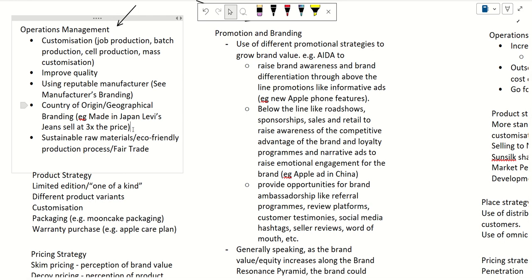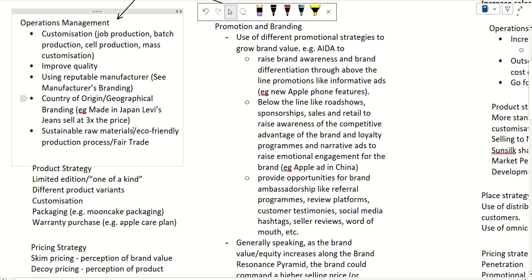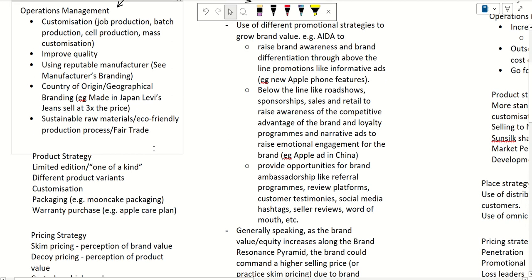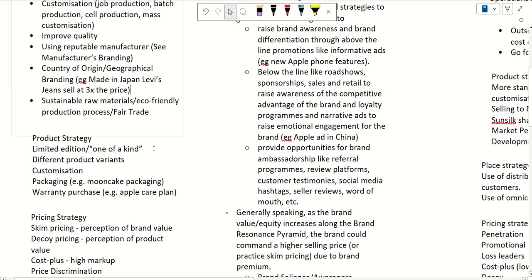All right, there is also the country of origin effect. For example, made in Japan versus made in China or made in India, the products made in Japan are usually more expensive. So we know that. Sometimes some companies will actually do this. For example, I've put here that made in Japan Levi's jeans actually sell for three times the price of other normal Levi's.